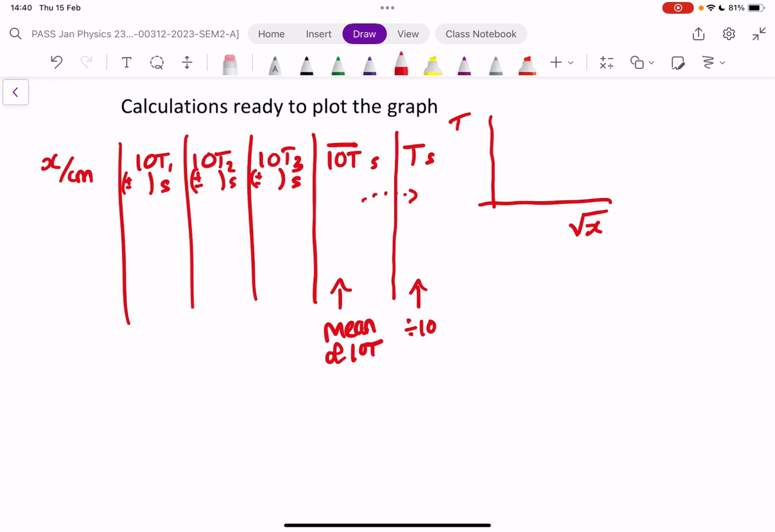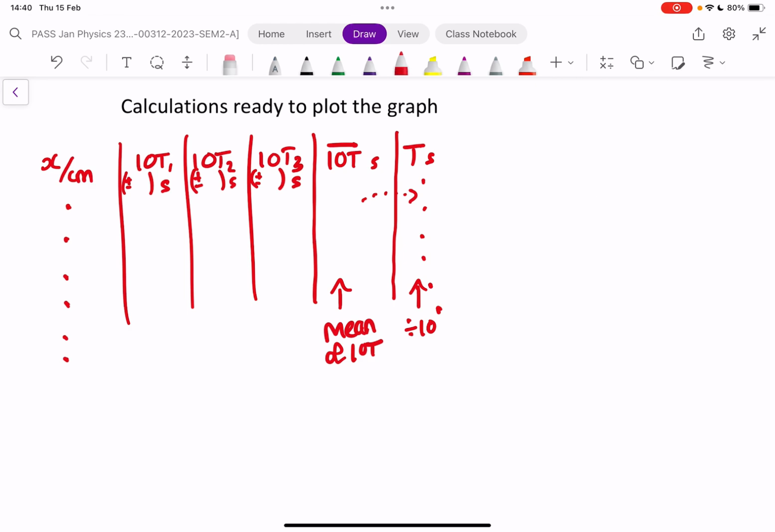So notice that we're not plotting 10t, we're not plotting the mean of 10t, we're not plotting the repeats of 10t, we are just plotting effectively the mean divided by 10, the value of 1t. We should have 1, 2, 3, 4, 5, 6 lengths. And we should have 1, 2, 3, 4, 5, 6 times that correspond to them. That's what we need to plot.